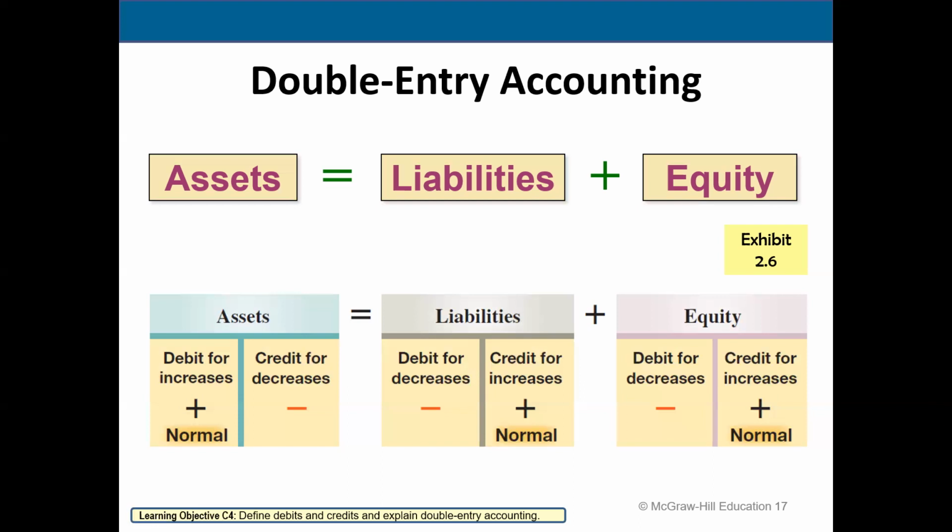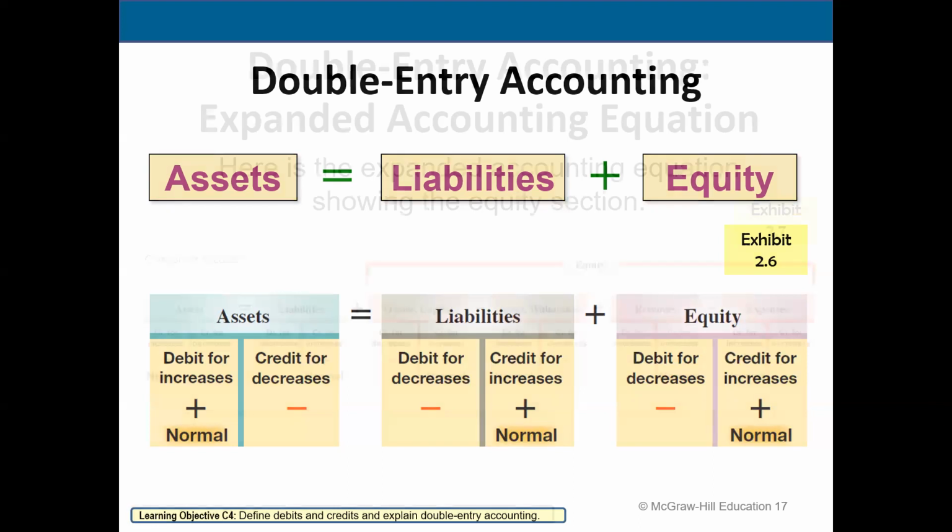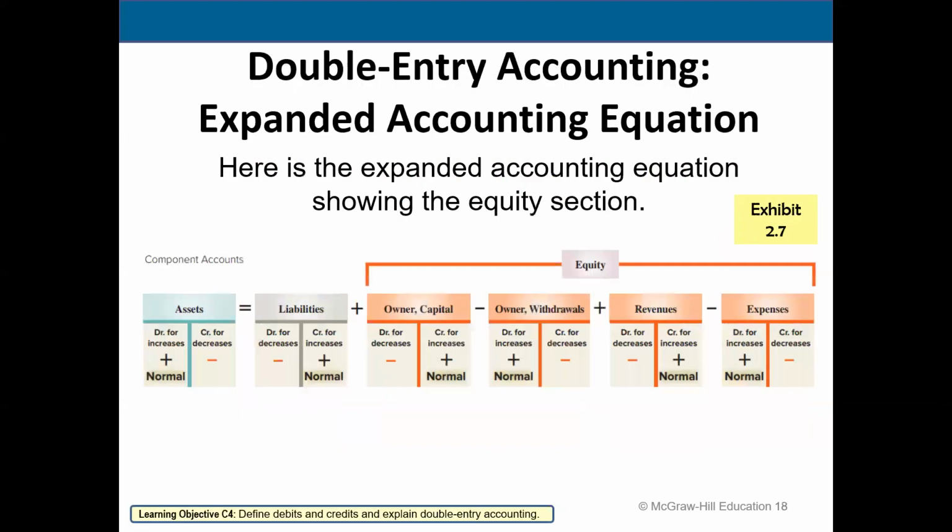Now I'm going to do the expanded accounting equation here, because we know that for equity, we have four types of accounts that we're dealing with. The owner's capital, or money put in by the owners, and the owner withdrawals, and that's money pulled out by the owners. Revenues, that's money earned by the business, and expenses, money paid by the business.